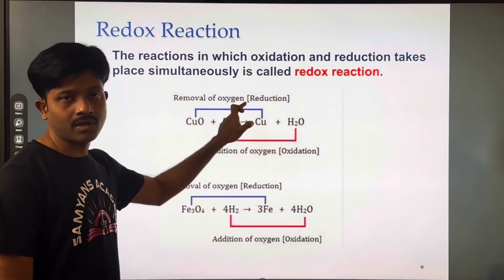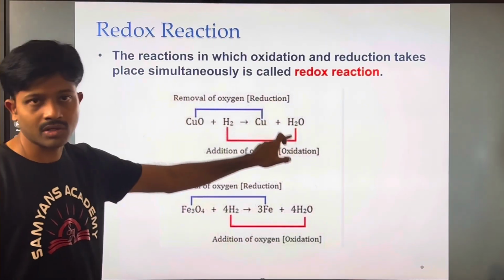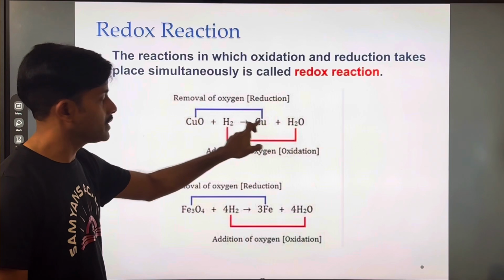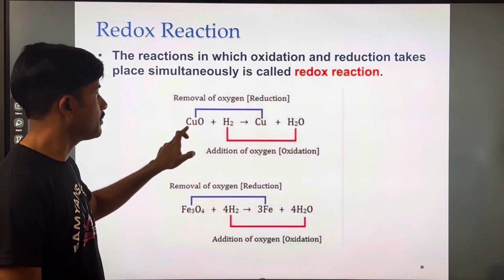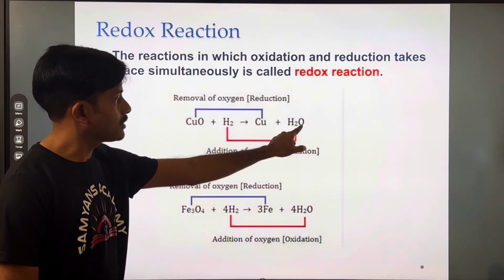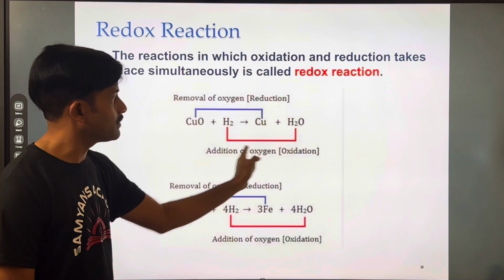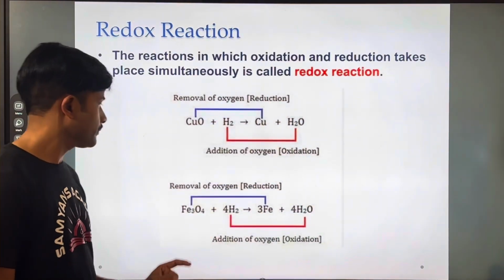Removal of oxygen is taking place here. So there is no oxygen here, means we removed oxygen from the copper oxide. So this copper oxide becomes copper, means this is the reduction reaction. Copper oxide is reduced to copper. So now you see H2. When you add oxygen, it will become H2O. So it's addition of oxygen, so it's an oxidation reaction. So hydrogen is oxidized to water, right?